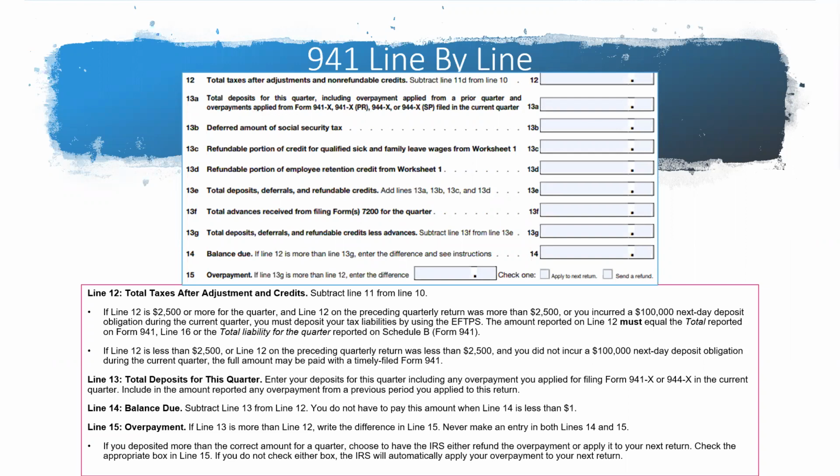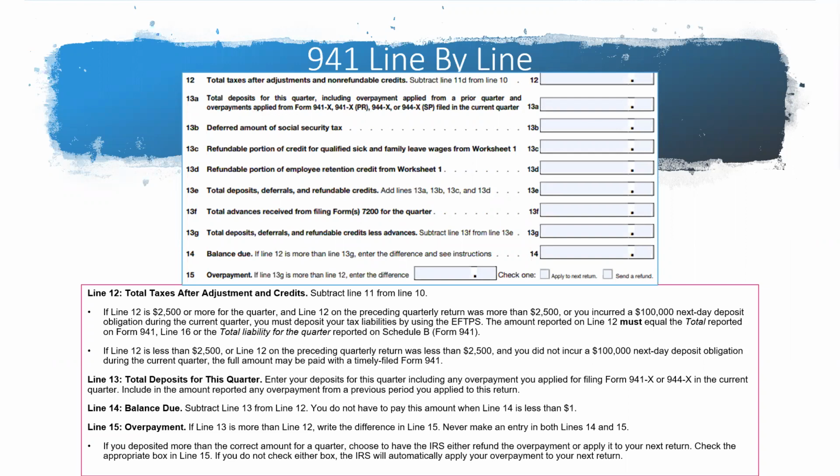So if you as an employer wanted to get advanced payment from those, they could have filed a Form 7200 and they would have gotten money from the IRS sooner than if they had waited and just claimed a refund on this Form 941. So if they got anything from the IRS from filing Form 7200, it would go on line 13F.